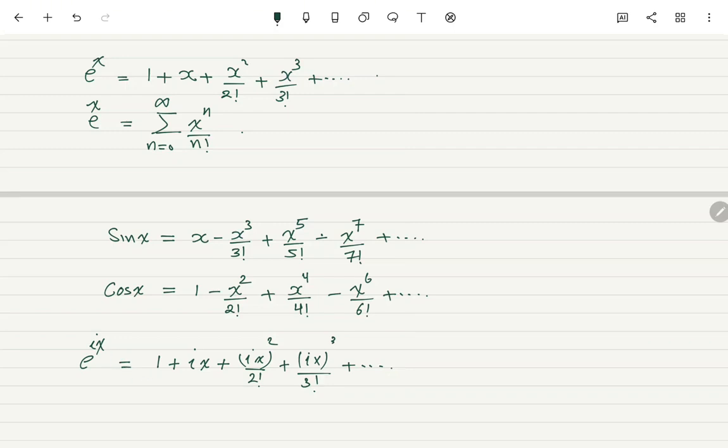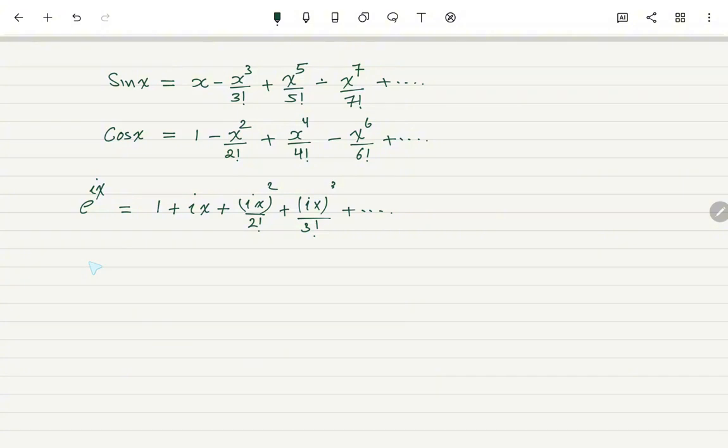So we just substituted, rather than using x here, we used ix. Remember that i is equal to the square root of minus 1. Therefore, i squared equal to minus 1, i cubed equal to minus i, i to the power 4 equal to plus 1, i to the power 5 is equal to i, i to the power 6 is equal to minus 1, etc.